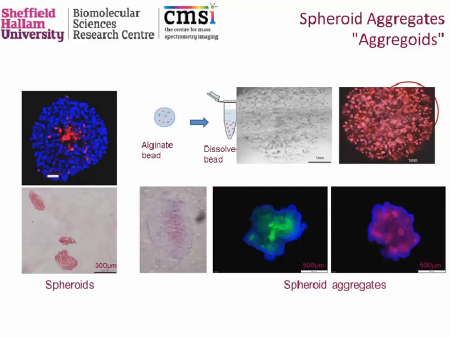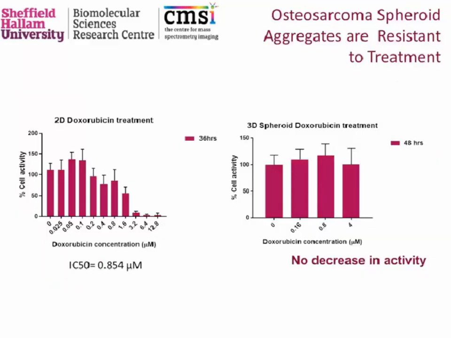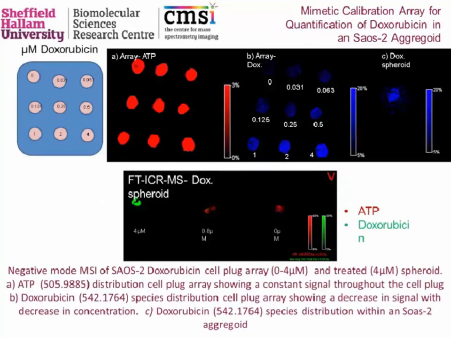So our initial work has been concerned with what happens with these aggregoids when we treat them with doxorubicin. So if you treat a 2D cell culture of osteosarcoma with doxorubicin, it responds to treatment. But you can see our 3D aggregoid does not. And so our osteosarcoma aggregates, our aggregoids, are a much better model of the real tumour situation in that they are resistant to treatment, which is what we were trying to achieve by going to 3D cell culture from 2D.